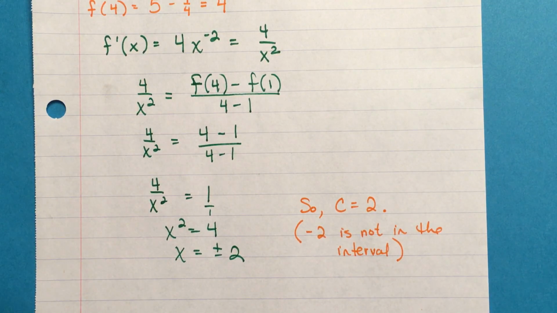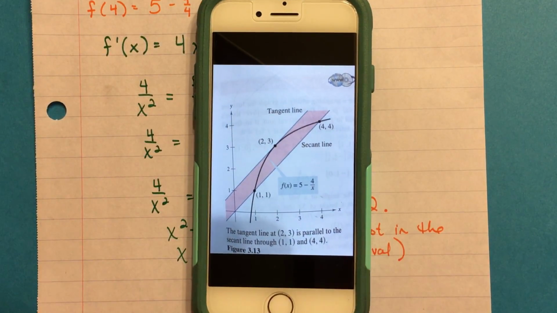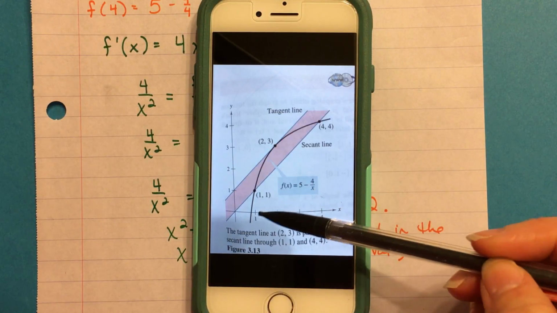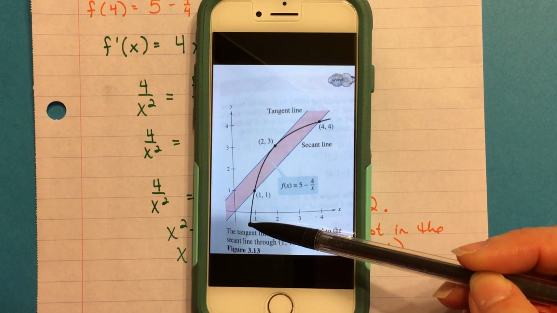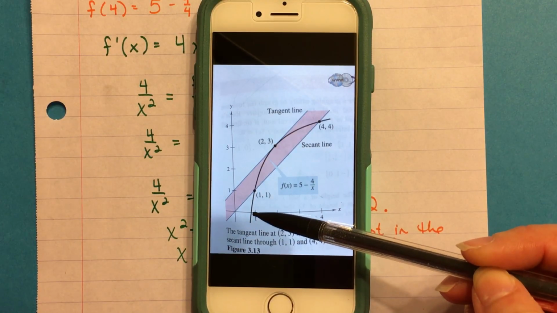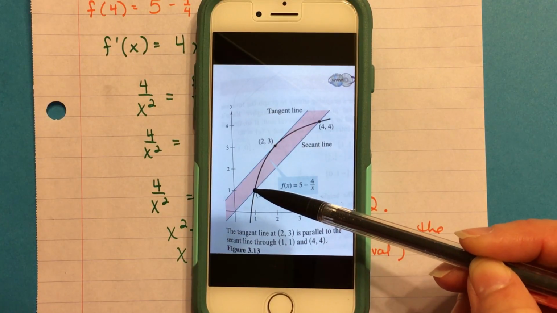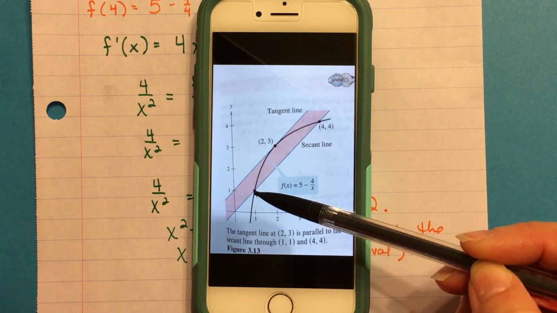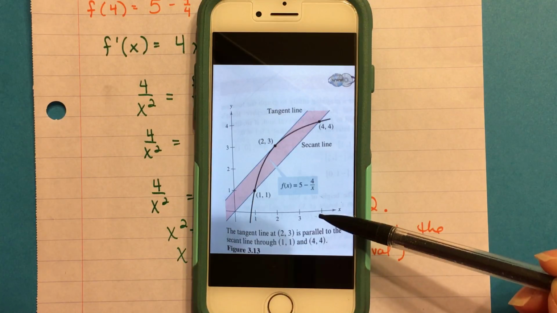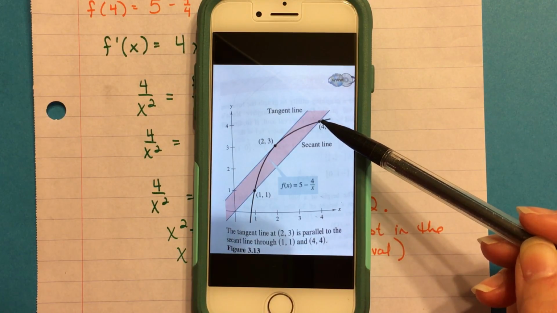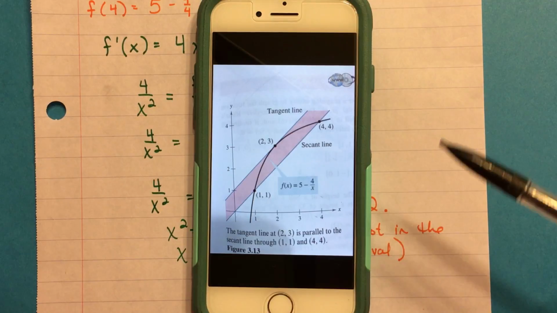Okay, now if you wanted to look at it, what I did is I took a picture of what was in the textbook for this example. This is the function that we were looking at, and you were told the interval was from 1 to 4. So here's x equal 1, which happens to be the point 1, 1. Of course, that's why we found f of 1 to be equal to 1. And then here's x equal 4, which would be the end of that interval, and that would be located at 4, 4. So again, that's why f of 4 was 4.